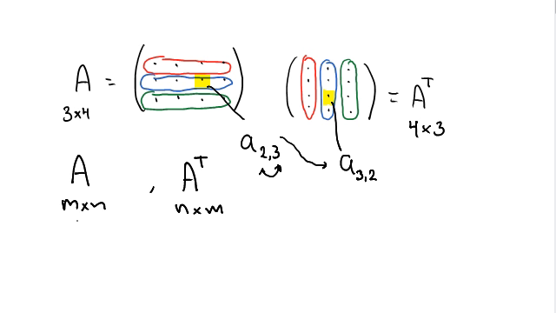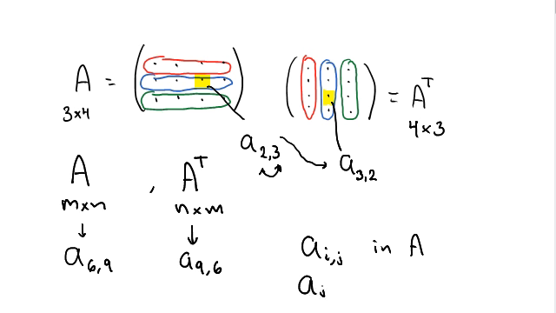If I have a matrix A and an element, say a_{6,9}, in the 6th row and the 9th column, in the transpose it will end up in the 9th row and the 6th column. Or more generally, a_{i,j} in the matrix A will end up in row j and column i in the transpose. You should really convince yourself of this.